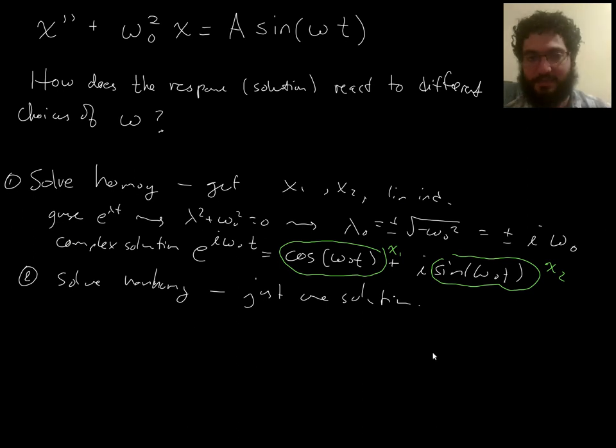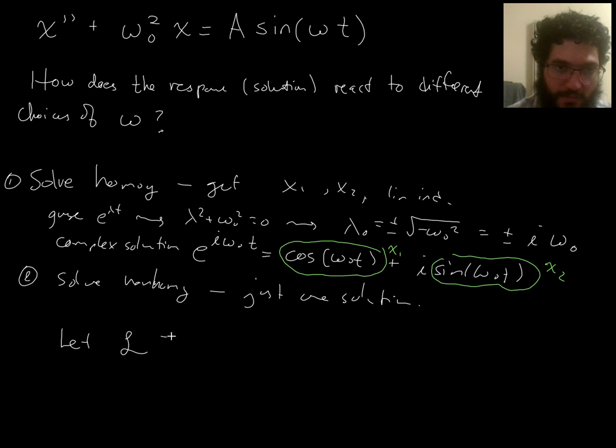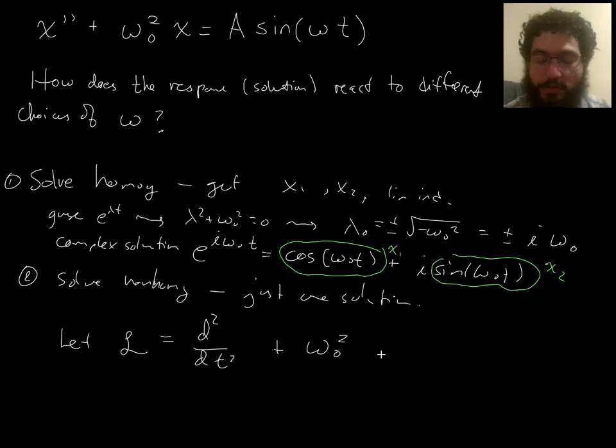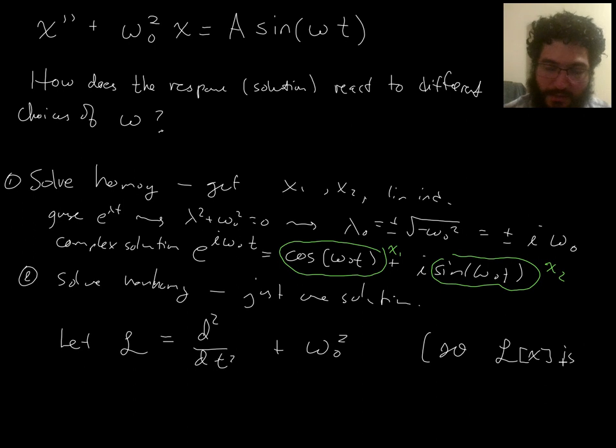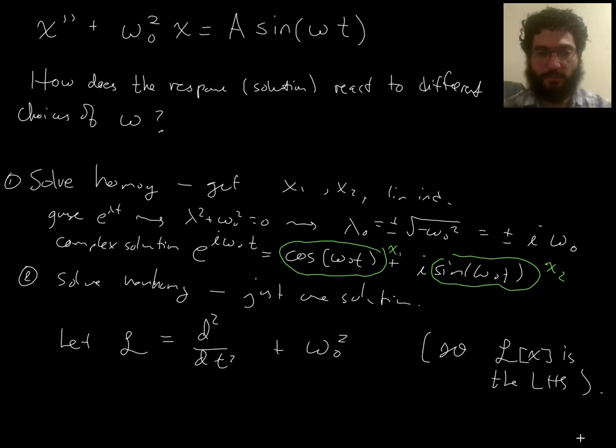Solve the non-homogeneous. Get just one solution. So let's let L be the thing that's happening to x on the left side. What is happening to x is we're taking a double time derivative and then applying that to x, and then we're taking omega naught squared and multiplying that by x. So I'm choosing L so that L applied to x is the left-hand side of the differential equation. That's the idea when I'm describing L.